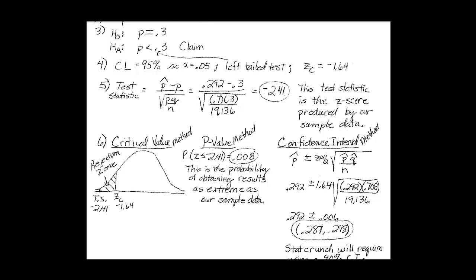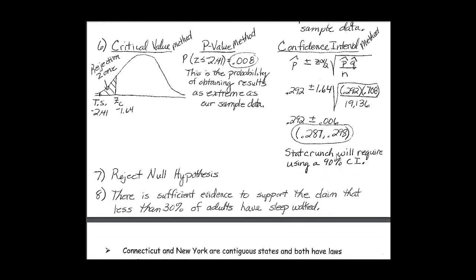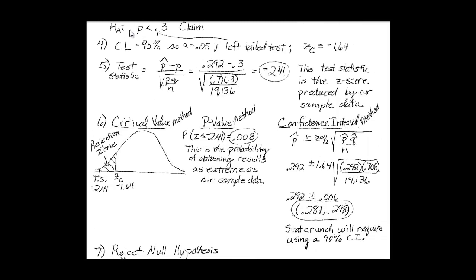So I made a note here that, again, when you go to StatCrunch, which I'm going to show you in just a bit, it's not going to know that you will need to identify a 90% confidence interval when you're doing the confidence interval in StatCrunch. So our conclusion: all three methods support that we will reject the null hypothesis. There is sufficient evidence to support the claim that less than 30% of adults have sleepwalked. In other words, there is sufficient evidence to support our alternative hypothesis.